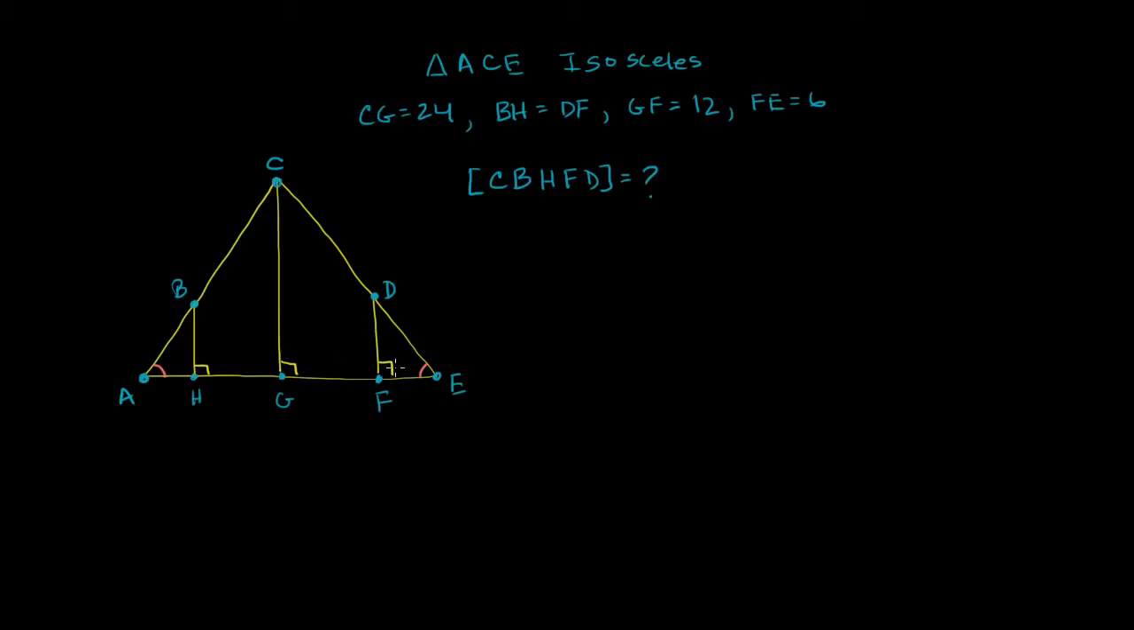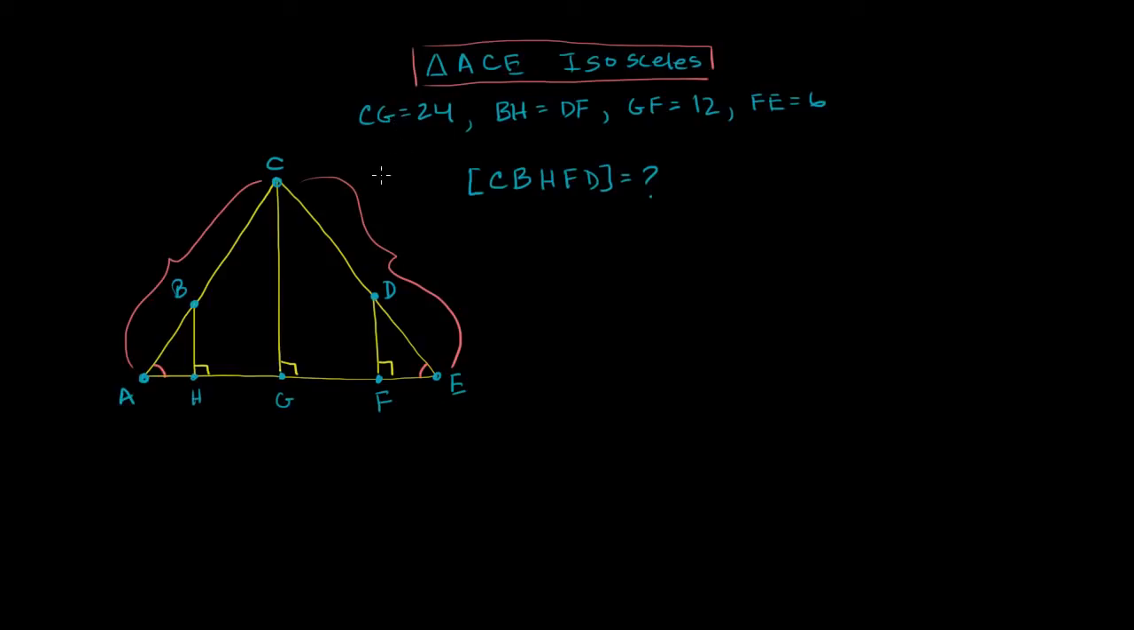So these two base angles are going to be equal, and this side right over here is going to be equal in length to this side over here. We could say AC is going to be equal to CE. So we get all of that from this first statement right over there. Then they give us some more clues, some more information.